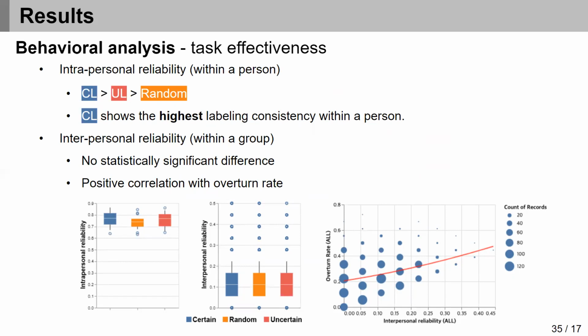However, it has a positive correlation with the overturn ratio. In other words, if an image was hard to decide whether it was introverted or extroverted, it was also controversial among other people.